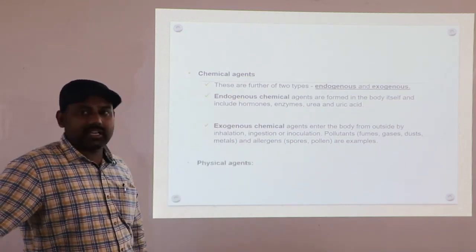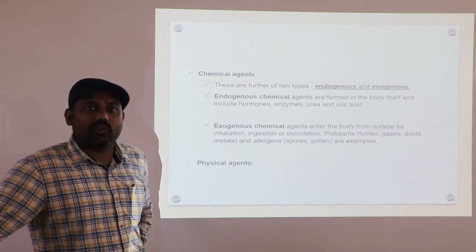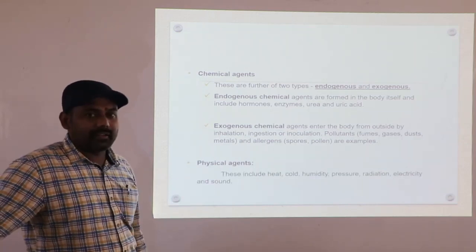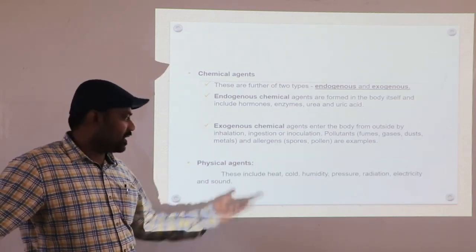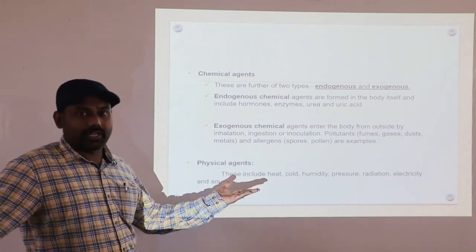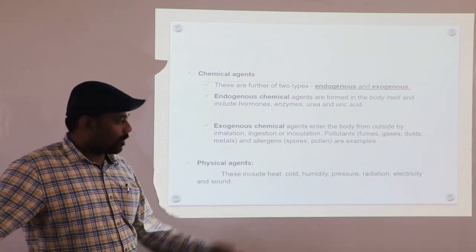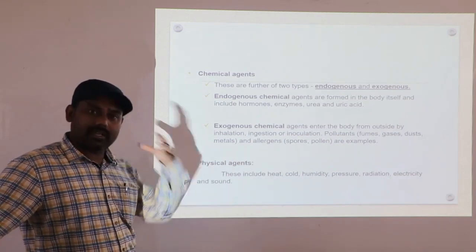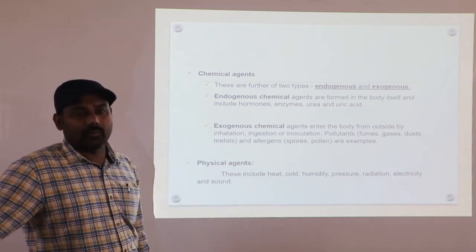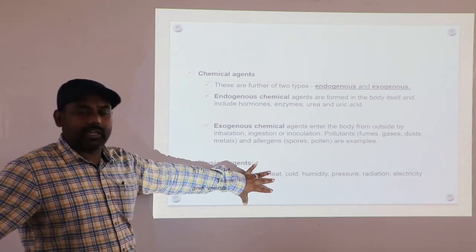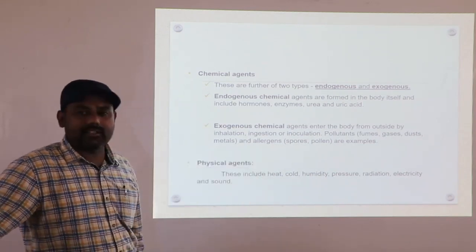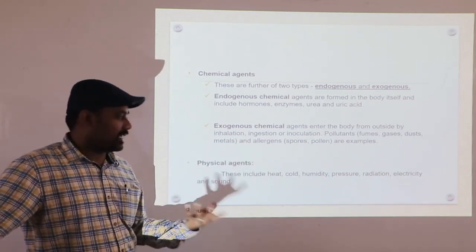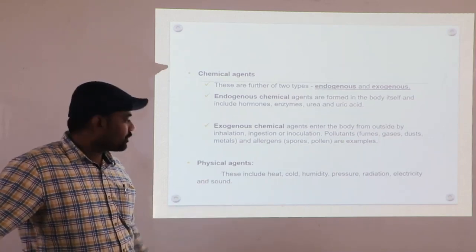Next, physical agents. Those physical agents which are going to cause disease to the human body include heat, that is more heat or temperature, cold, humidity, pressure, radiation, electricity, and sound. Sound impairs our eardrum or tympanic membrane. So all these physical agents are going to cause discomfort or impair our health, simply called disease. I hope you understand. Clear?